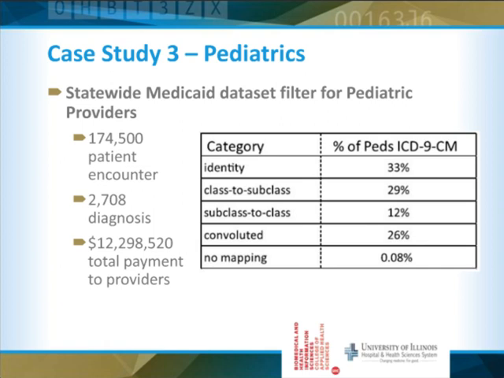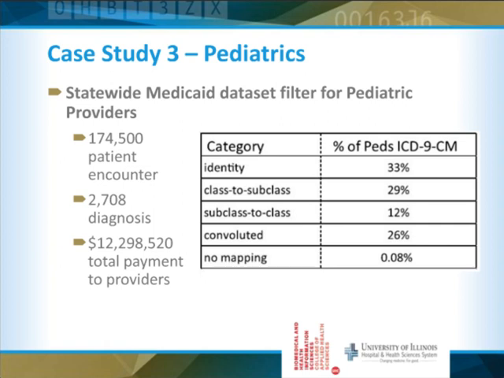Okay. So we're on case study 3, pediatrics. Basically, what we did was we looked at the pediatricians, who used a total of 2,700 diagnosis codes, about $12 million in total payments. This is Medicaid payments, so if you're looking at other insurers, it's probably going to be a larger number of payments. So the good news for pediatricians, 33% were identity, and only 26% were convoluted.